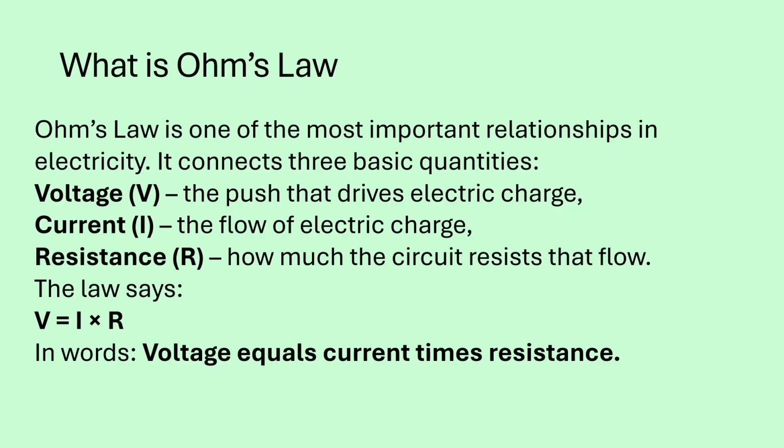First of all, what is Ohm's law? Ohm's law is one of the most important relationships in electricity. It connects three basic quantities. This is going to be the voltage, which is the push that drives electric charge. This could sometimes be called the electromotive force. And then the current, which is the flow of electric charge. And then for every circuit, we have to have some form of resistance. This is how much the circuit resists that flow of the electrons in the circuit, or the electric charges. And the basic relationship is the voltage is equal to current times resistance.